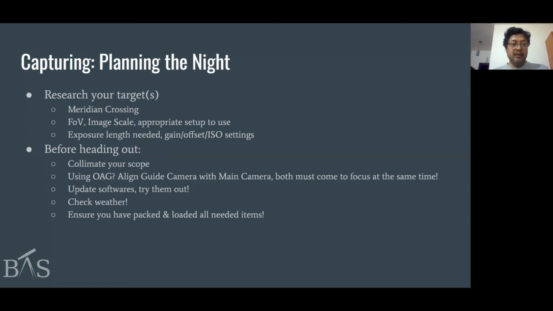What FOV and image scale are appropriate for the setup to use? What kind of exposure length? I go and check who has done similar imaging using a similar setup to mine. What kind of results they have obtained, what kind of sub-exposure they have used, what kind of gain, offset, or ISO they have used, etc., and why they have used it.